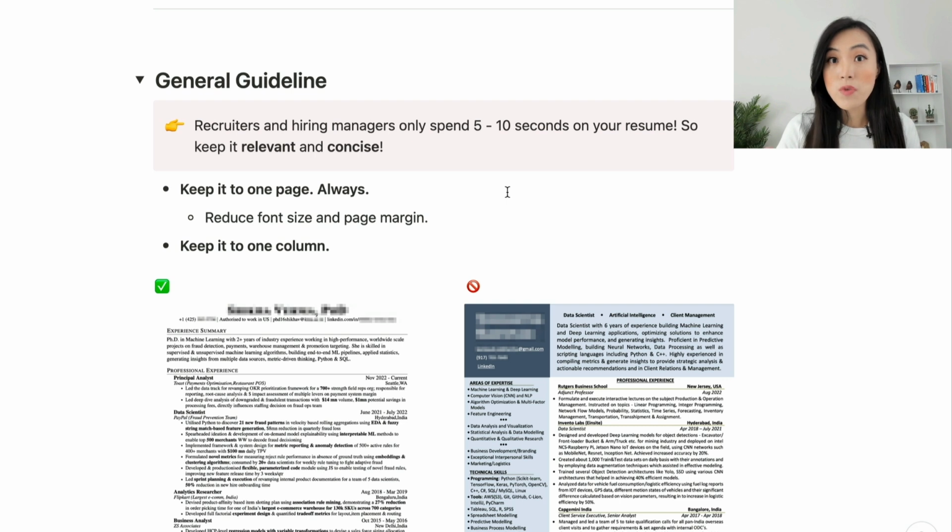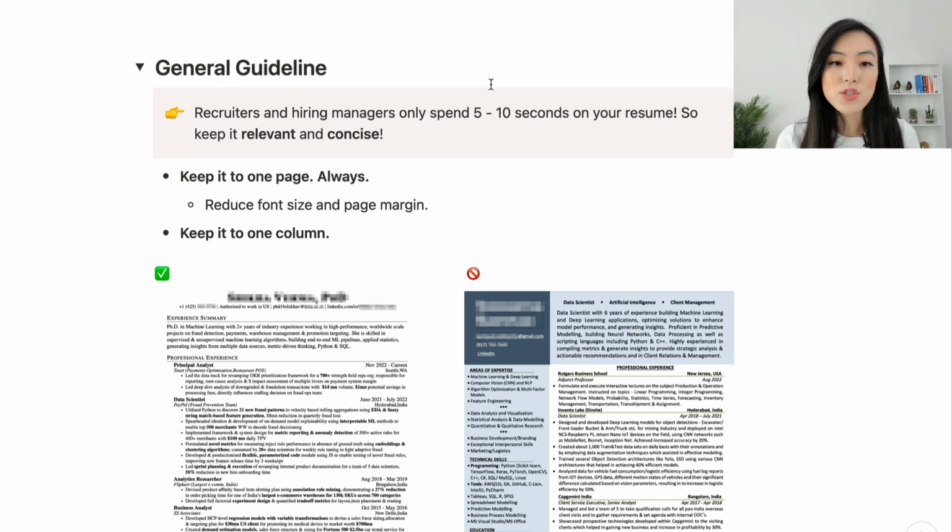Okay, now let's move forward to two general guidelines to make a good data science resume. Remember that even if your resume passed the automated resume screening, recruiters and hiring managers only spend 5 to 10 seconds on your resume. So we really need to keep it relevant and concise. The first guideline is to keep it to one page, and always keep it to one page. The reason is that hiring managers and recruiters may not even look at the second page or the third page if you have multiple pages in your resume.